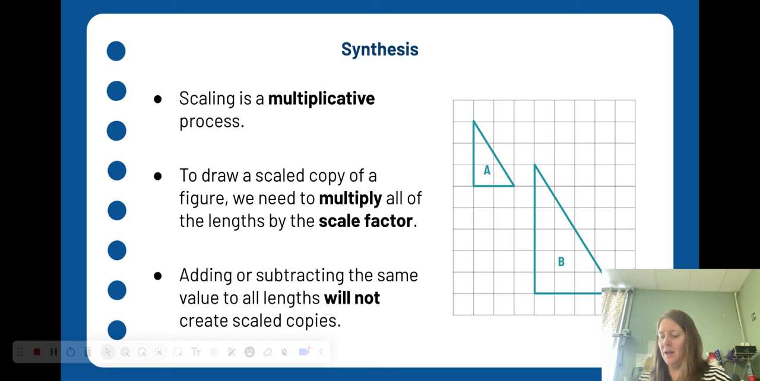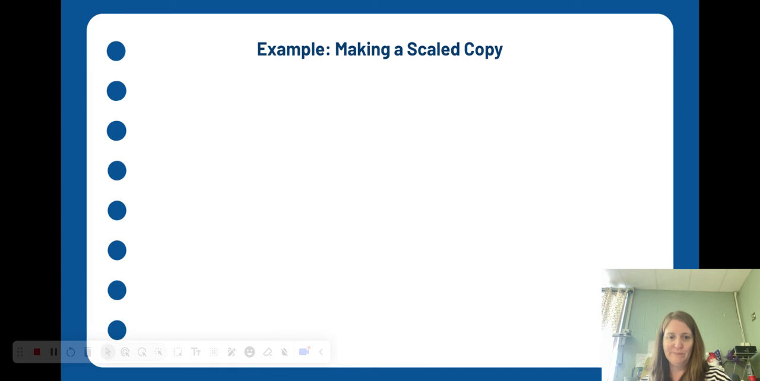Okay? And you've got this A and B here. They are drawn to scale. This one is 2. This one is 4. This one is 3. This one is 6. Everything here would be multiplied by 2.